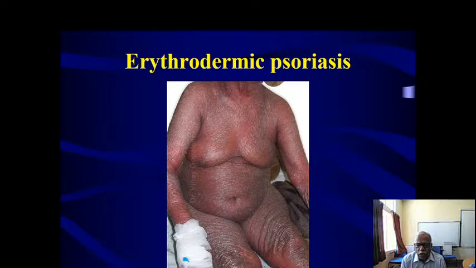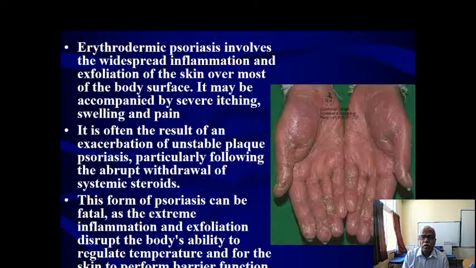So this total erythema, what we call red man syndrome, with a lot of exfoliation, naturally ends up in hypothermia, hypoproteinemia, electrolyte imbalance. It's a medical emergency. We have to replace electrolytes, replace the proteins, and treat bacterial infections, febrile infections.